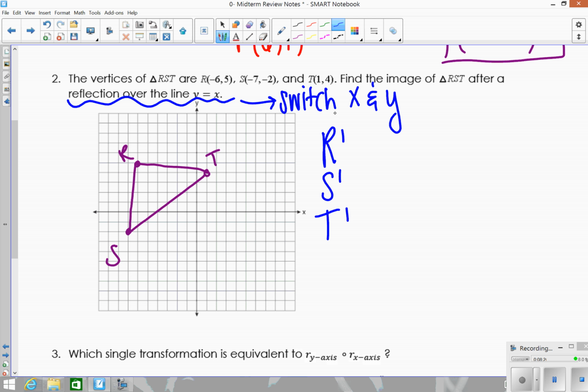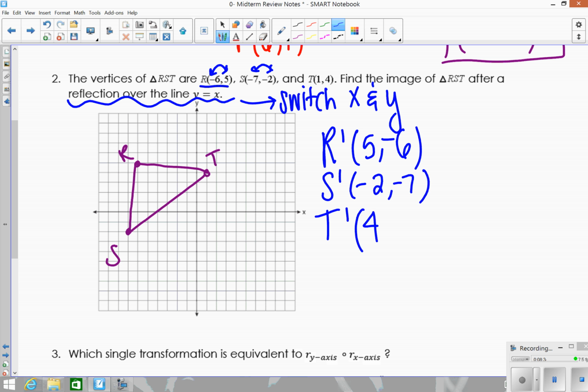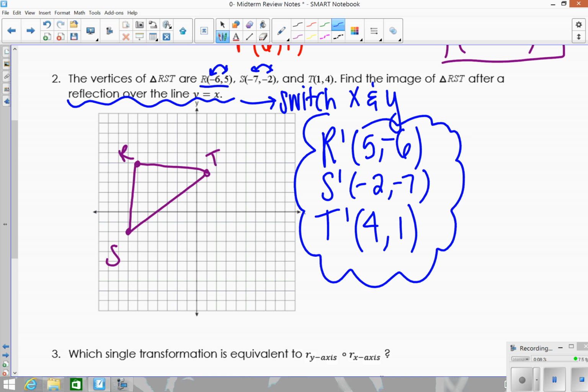So if I just use the rule, switch x and y, I look at these coordinates, I just swap them. So it's going to be 5, -6. Switch these. So -2, -7. Switch those, you get 4, 1. So these are the answers.